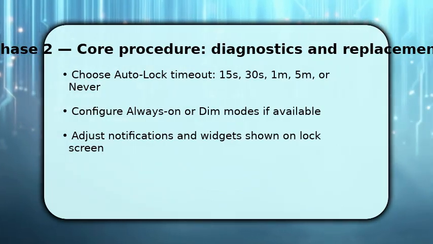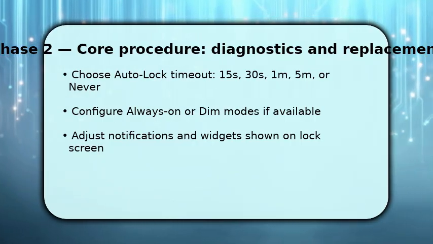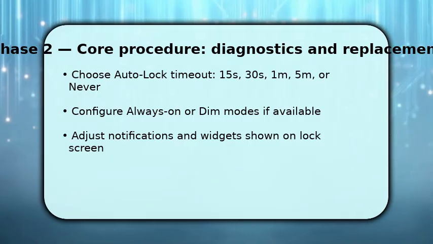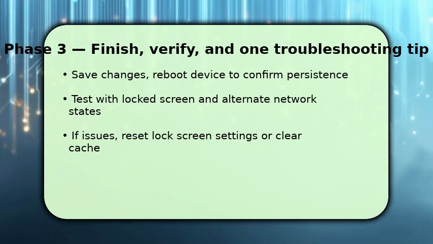Make sure to customize which notifications and widgets are visible while locked, because those settings determine whether you need a longer visible interval. Once set, test by waiting the chosen time. Finish by saving changes and rebooting to ensure the new lock screen time sticks.